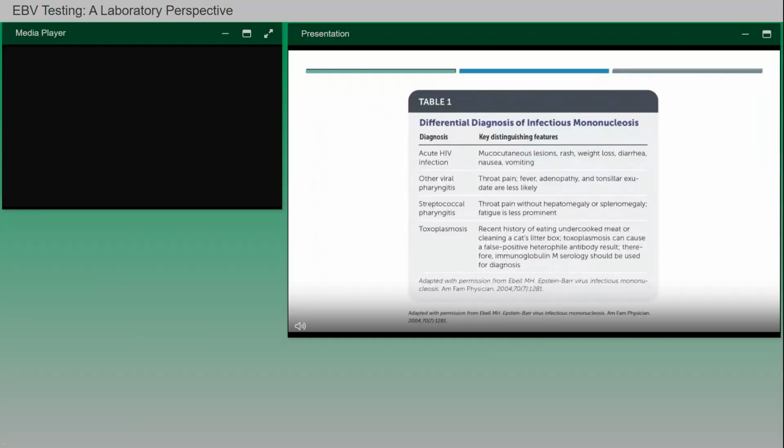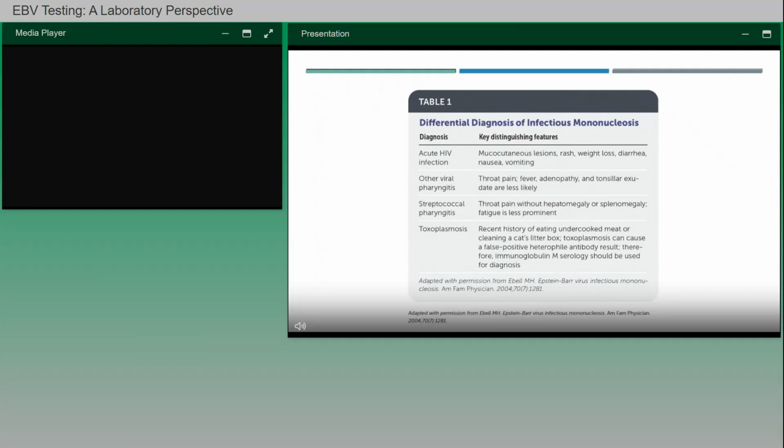But the differential diagnosis is interesting and important. So if someone presents, there's lots of things that can present with a sore throat, right? So this starts us thinking about why and how we test for mono, and do we need to test? The big one to rule out is just other viral pharyngitis, right? There are lots of viruses that cause sore throats, coronaviruses, influenzas, lots of things. Most of our sore throats are never identified. The viral agent is never identified.